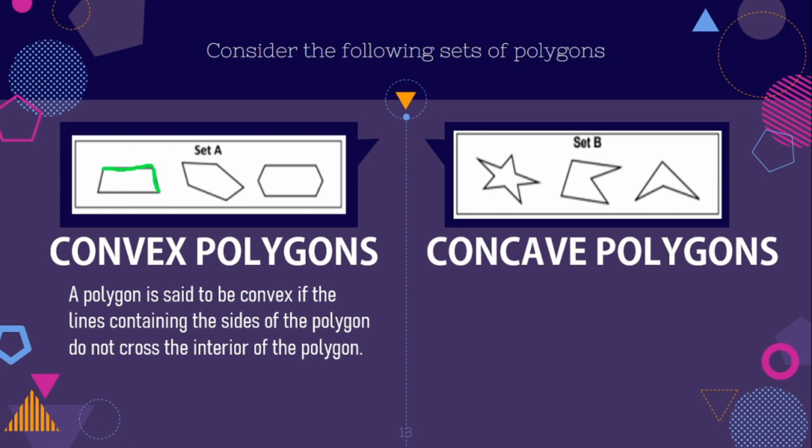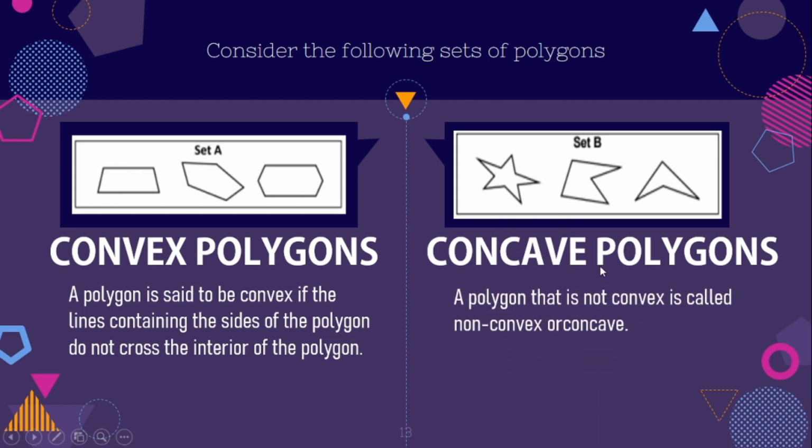Kung mapapansin nyo, dito sa concave polygon, sabi dyan, ang polygon daw na not convex ay tinatawag nating non-convex or concave. So, ito yung mga yon. Kung mapapansin natin, meron tayong side ng ating polygon na nag-cross siya sa interior ng ating polygon mismo. Okay? So, ayan, yung mga sides na yan, nag-cross siya sa interior ng polygon natin. Kumbaga, meron siyang papasok na sides. Okay? So, those are the concave or non-convex polygons. So, that is the difference between convex polygons and concave polygons.